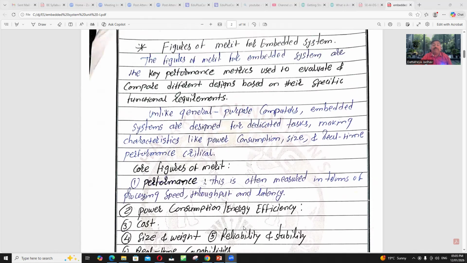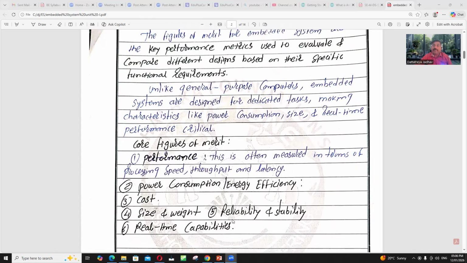So figure of merit sets are very important, as they verify the performance of the embedded system and decide whether the characteristics included in the design are satisfied or not. They include performance, power consumption, energy efficiency, cost, size, weight, reliability, stability, and real-time capability. From an exam point of view, you should explain this with some examples, because examples help in understanding the parameters.